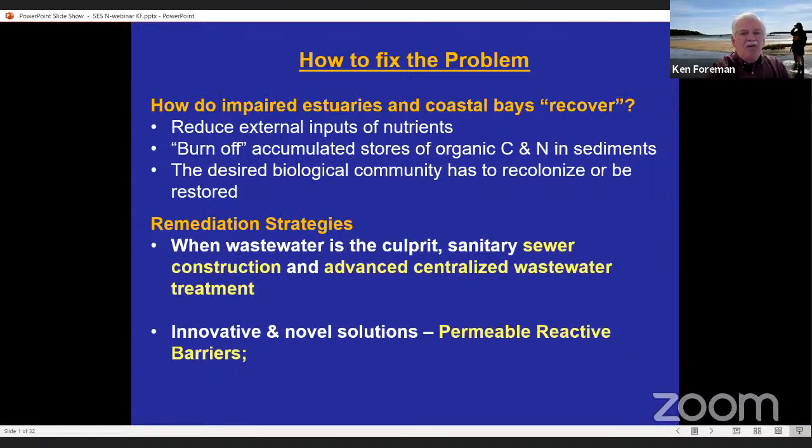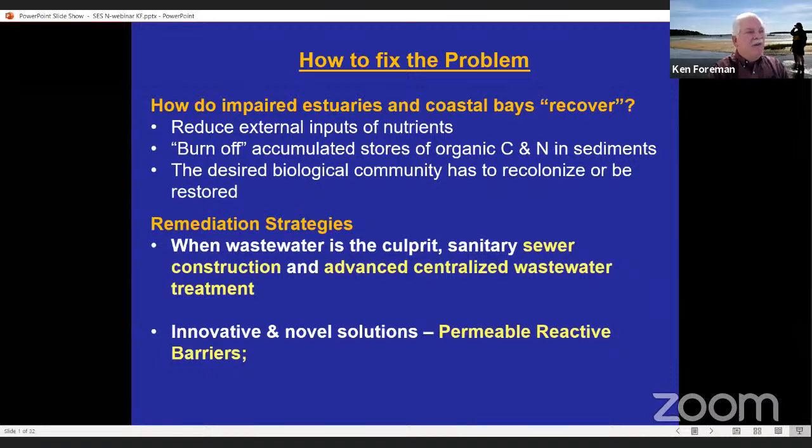The first, of course, is we have to reduce the external inputs of nutrients to these systems. But in addition, we need to burn off the accumulated stores of carbon and nitrogen that have accrued in those sediments over many years of eutrophication. And then there is no guarantee that the desired biological community will recolonize. So this may require an active restoration effort.